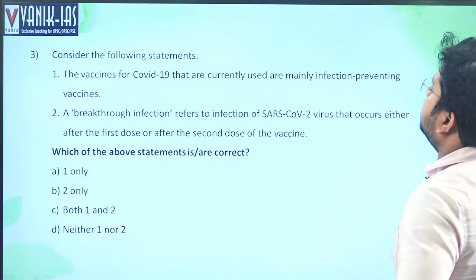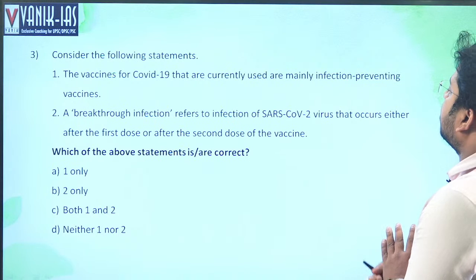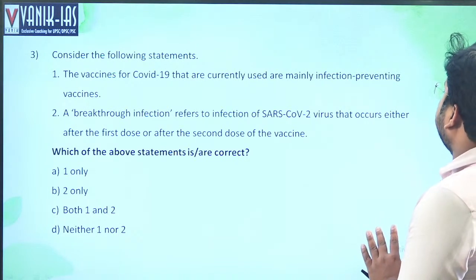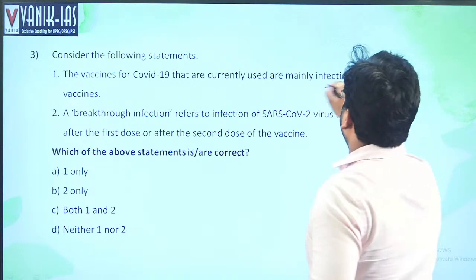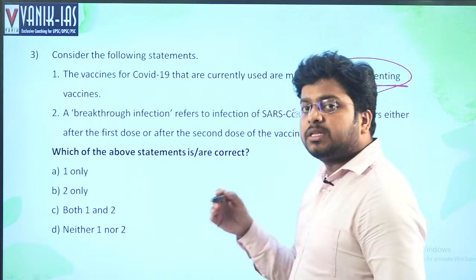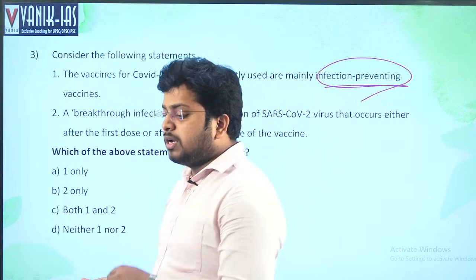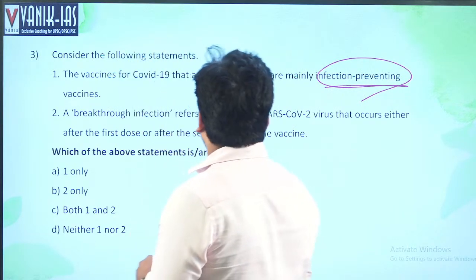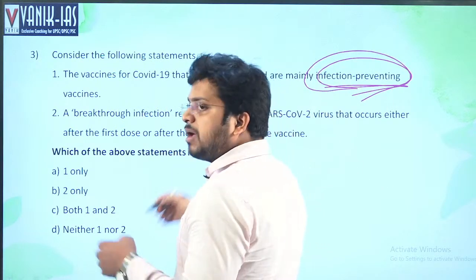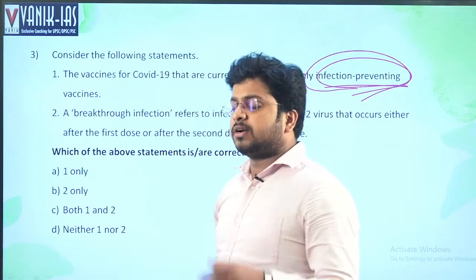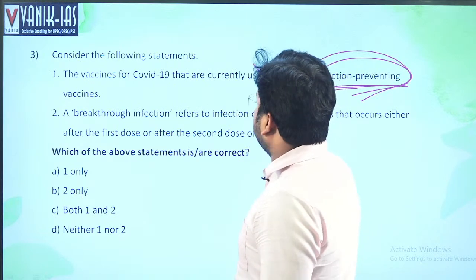Consider the following statements. Vaccines of COVID-19 that are currently used are mainly infection preventing vaccines. No, they are not infection preventing. They prepare the immune system so that the disease will not be fatal for human beings. Usually after taking the vaccine also many people get infected. So the first statement is wrong.